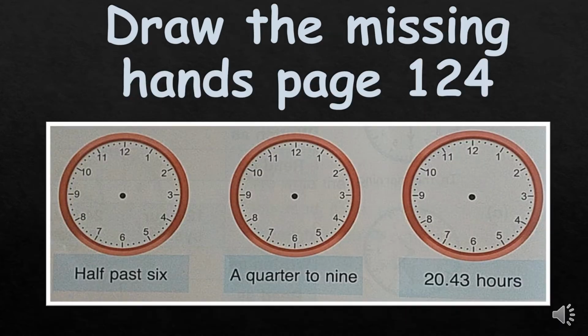Okay, 3 more clocks with no hands. Draw in the missing hands. The first one, 6:30. The second one, 8:45. And the third one, 20:43 hours. Okay, pause the video, draw in the hands, and then check if you were correct. Pause the video now.